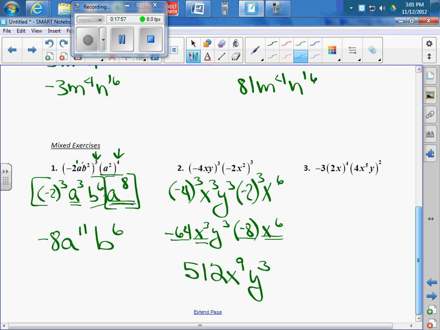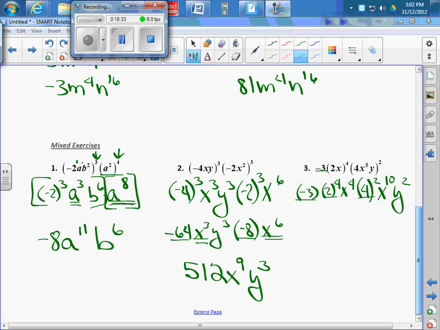In number 3, the negative 3 is not inside the parentheses. Bring it down. I'm going to have 2 to the 4th power, x to the 4th. I'm going to have 4 to the 2nd power, x to the 10th, y to the 2nd. Multiply, plug this into your calculator. Multiply out the negative 3 times 2 to the 4th times 4 squared. What would you get? When you multiply that out, you'll get negative 768.